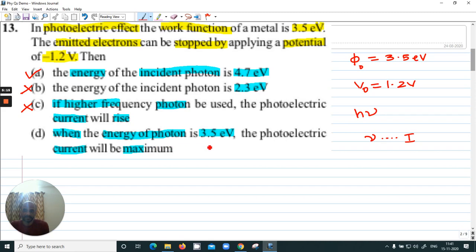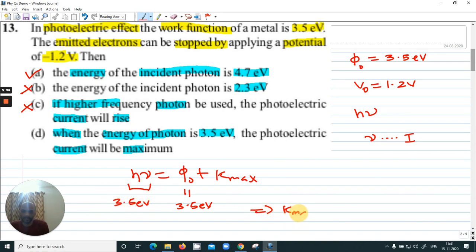Option D, energy of the photon is 3.5 electron volts. So h nu equal to phi naught plus K max. The work function in this problem is 3.5 electron volts. So when the energy of the incident photon is 3.5, that means that the kinetic energy of the photoelectron is 0. So the photoelectron just comes out of the metal plate and the current will just start flowing. So the current will not be maximum. So option D is also not correct.